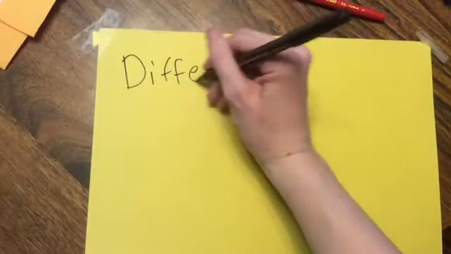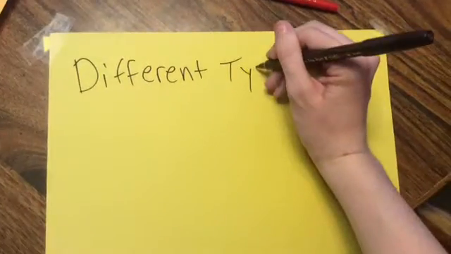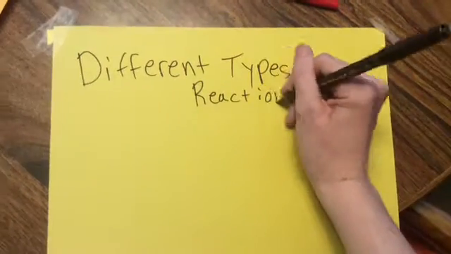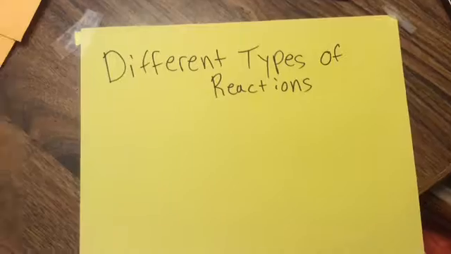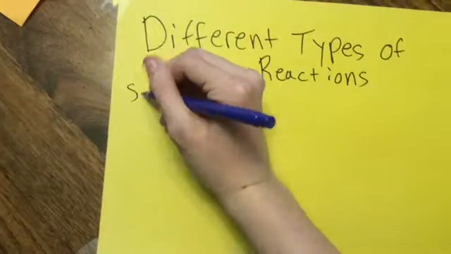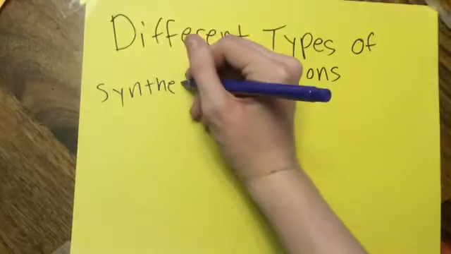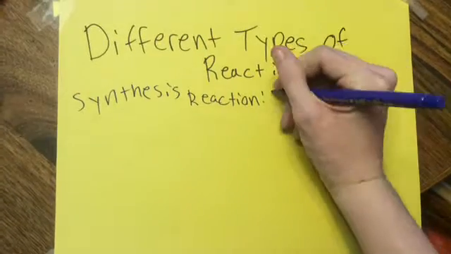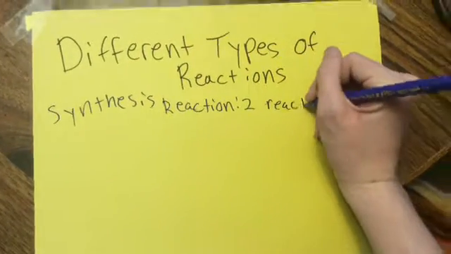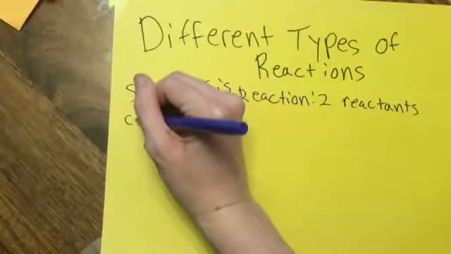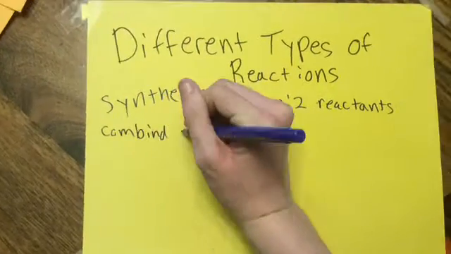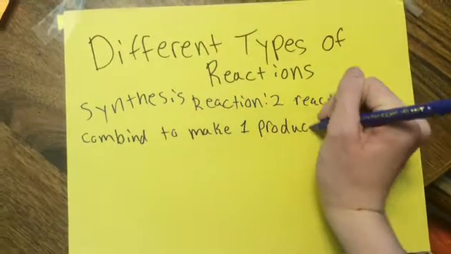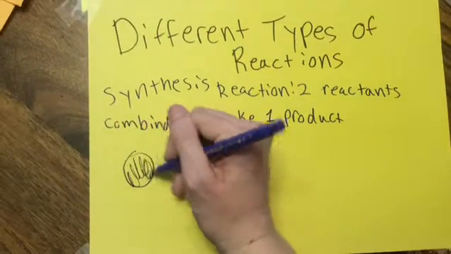Now I'm going to show you the different types of reactions. The first one I'm going to show you is called synthesis reaction. And synthesis reaction is when two reactants are combined to make one product. And I'll show you with a diagram.